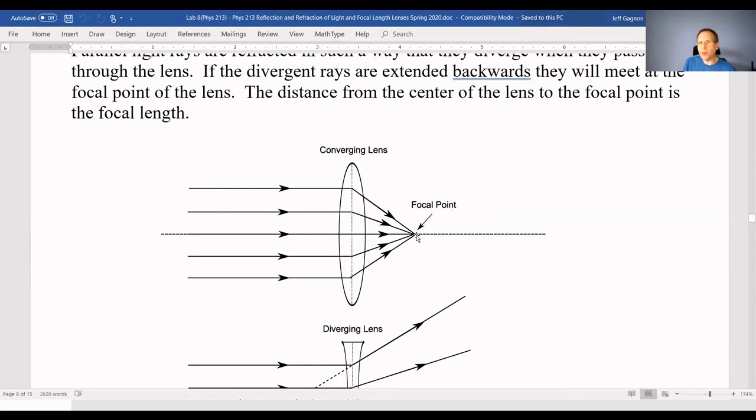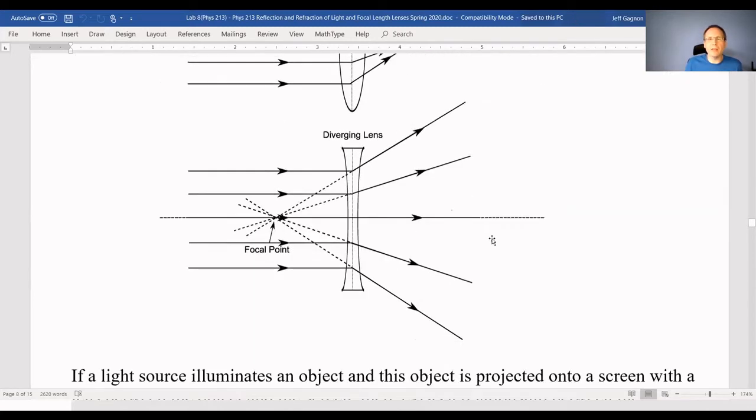This is called the focal point of that double convex or converging lens. So this would be the focal point. And then the focal length is from the center of that lens to that focal point. So that length in centimeters is from here to that focal point.